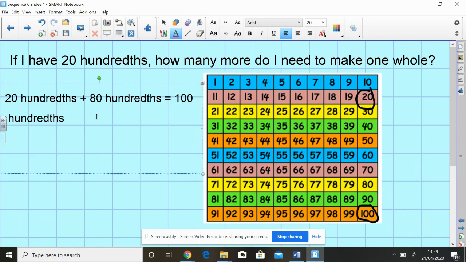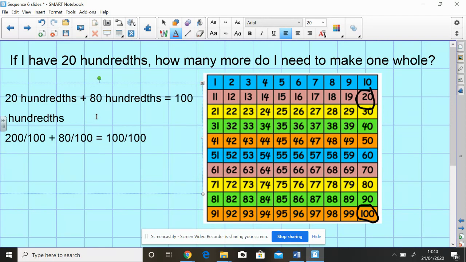Okay, now we can write that as a fraction. What is 20 hundredths as a fraction? 20 hundredths as a fraction is 20 over 100. What is 80 hundredths as a fraction? That is 80 over 100, and that equals 100 over 100.